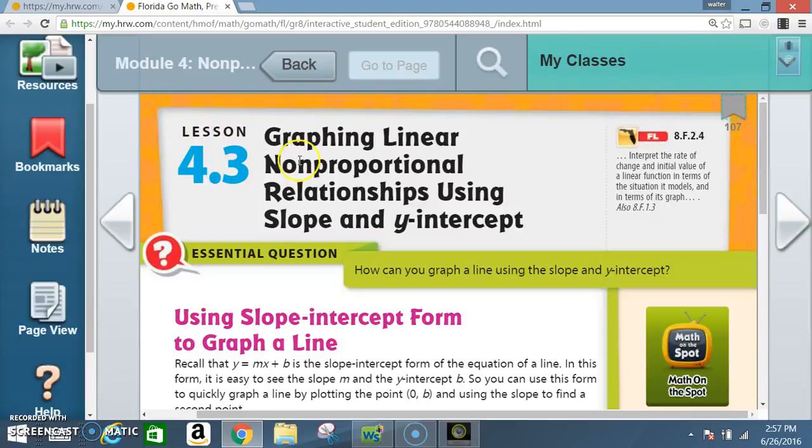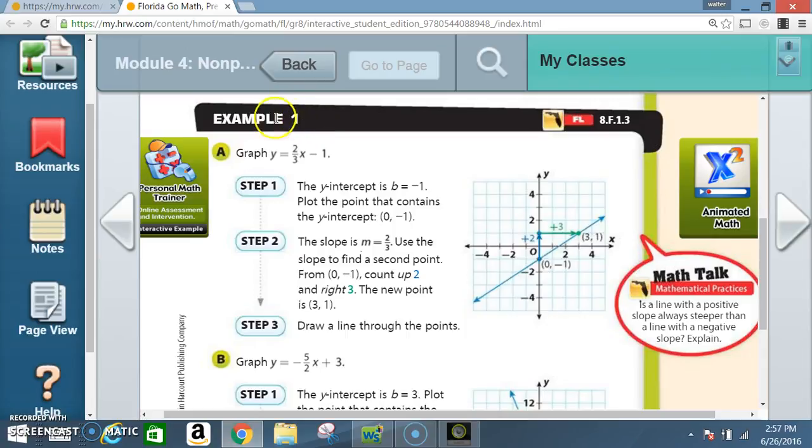Lesson 4.3, Graphing Linear Non-Proportional Relationships Using Slope and Y-Intercept. Example 1, A. Graph y is equal to 2/3 times x minus 1. Y is equal to 2/3 times x minus 1.